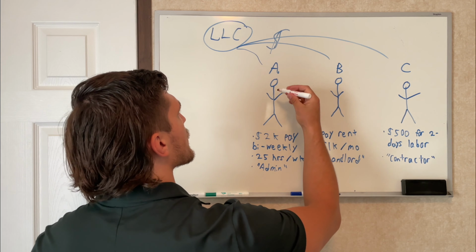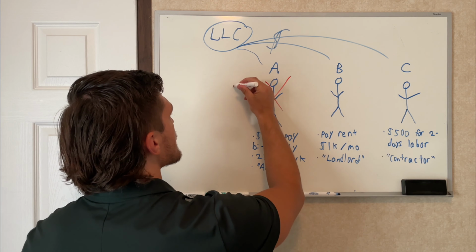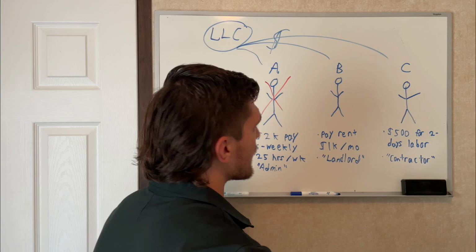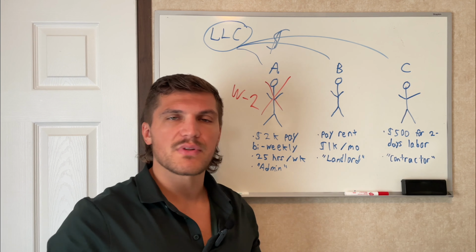Let's get this color coded here. Sorry, person A. We are going to say this is a W-2. Okay? Now on to person B. I drew this up as this is my landlord. Maybe let's take a different scenario.